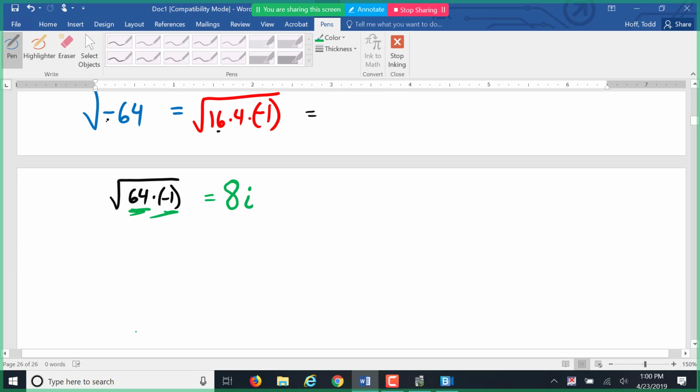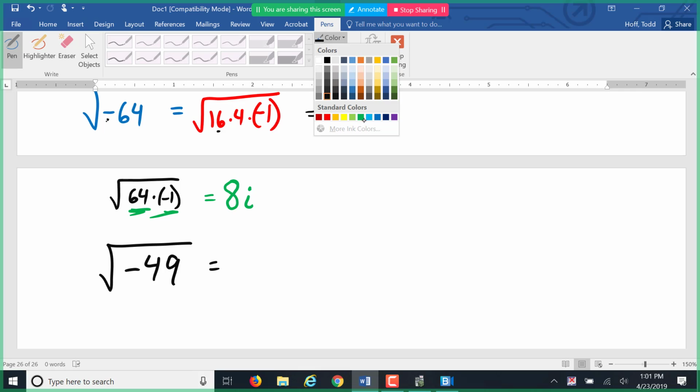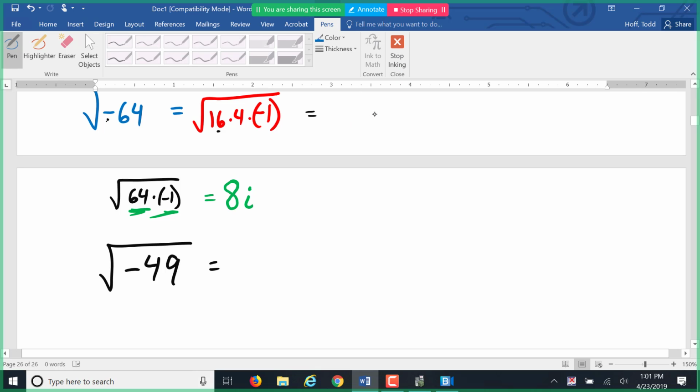Let's say we try another one. Square root of negative 49. 7i. Very good. That breaks down into the square root of 49 times negative 1. Square root of 49 is the 7, and the square root of negative 1 is i.